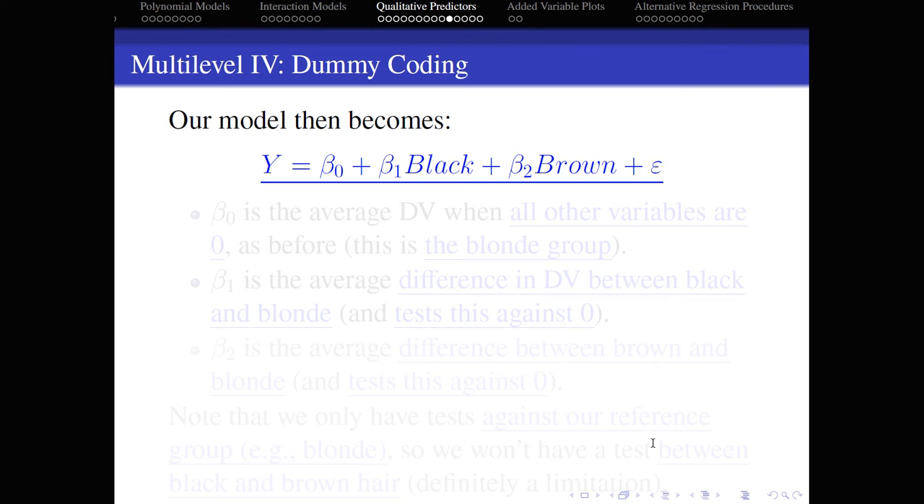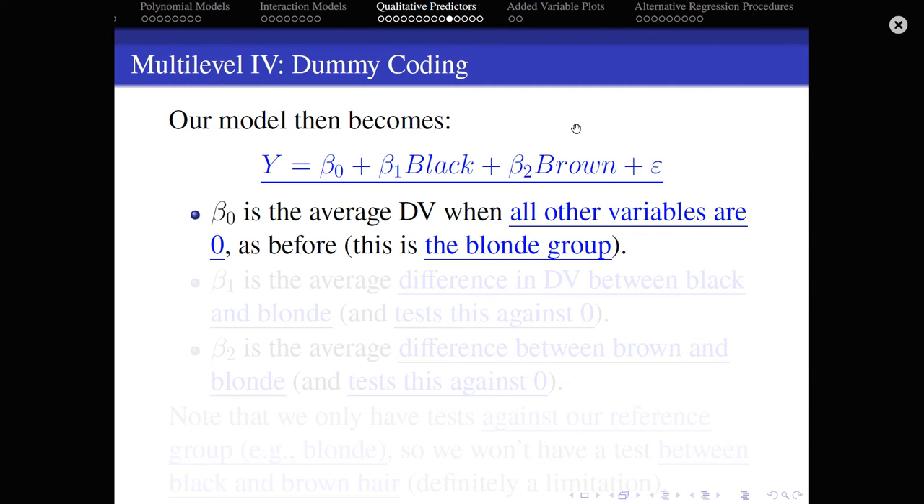Now looking at the model, it is going to incorporate the 2 different hair colors that I included, and again there's no blonde here, but think about this. If black is 0 and brown is 0, then all that's left is beta 0. That's my blonde group. So if black and brown are 0, that is actually going to be my blonde group. So beta 0 in general is going to be the average outcome for the reference group in dummy coding. So in dummy coding, beta 0 is the average outcome for the reference group.